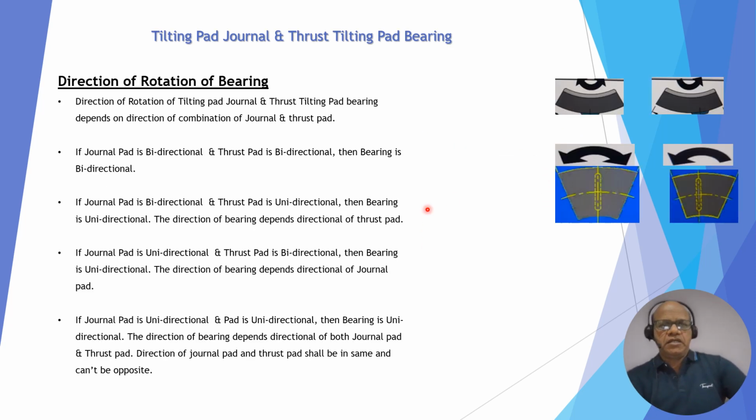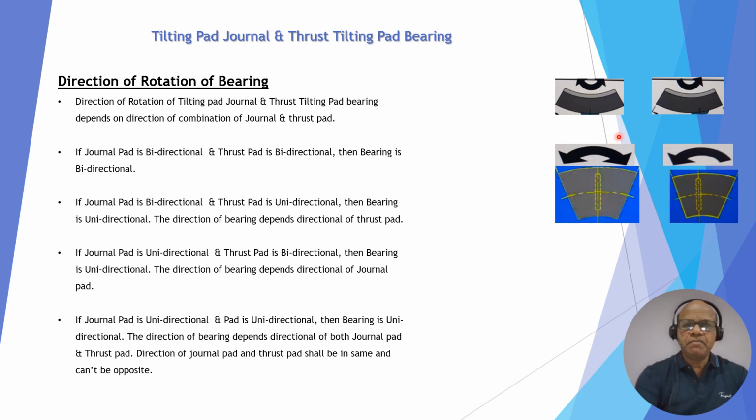Now let's see the direction of rotation of such a bearing with tilting pad journal and tilting pad thrust. As you know, the direction of the tilting pad journal and the direction of thrust, both need to be considered for direction of bearing. So if the journal bearing is bidirectional and thrust face is also bidirectional like this, these two combination, then bearing is bidirectional.